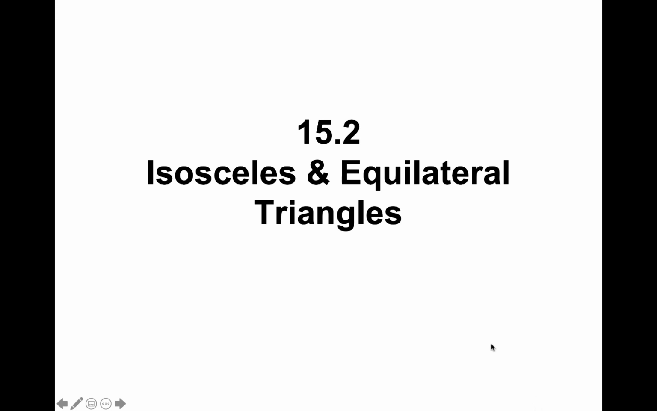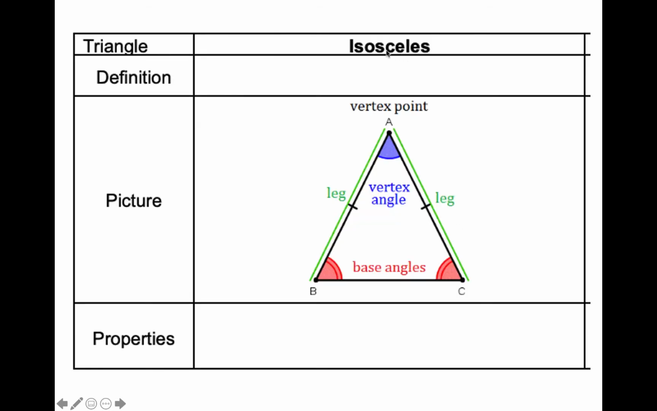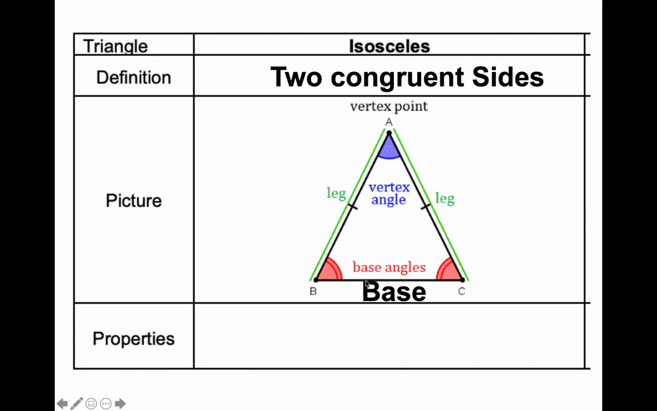All right, today we are going over 15.2, which is isosceles and equilateral triangles. So, an isosceles triangle, the definition is when it has two congruent sides. So, if you look at this picture here, notice this leg is marked equal to this leg. The two congruent sides are called legs. The angle where the two legs meet is called the vertex angle. The angles on the bottom are called base angles. And then this is considered the base of the isosceles triangle.